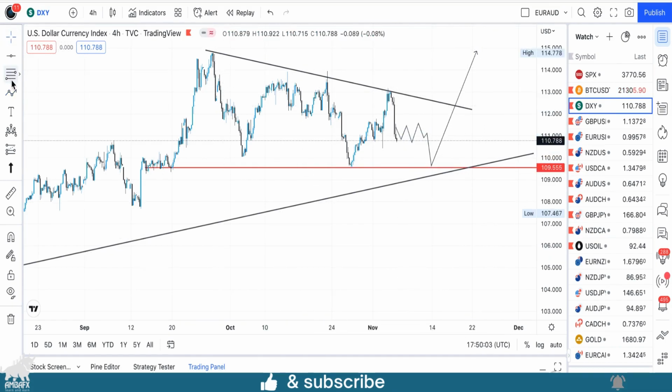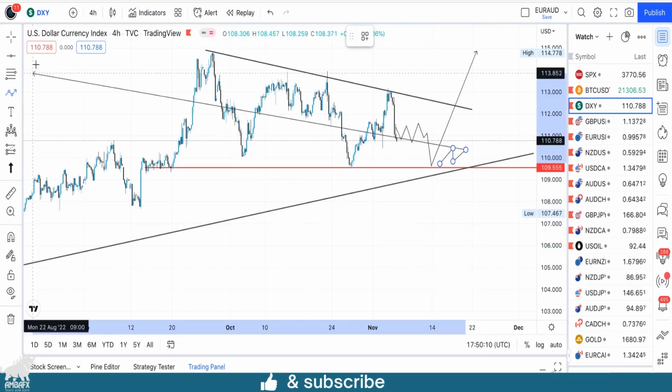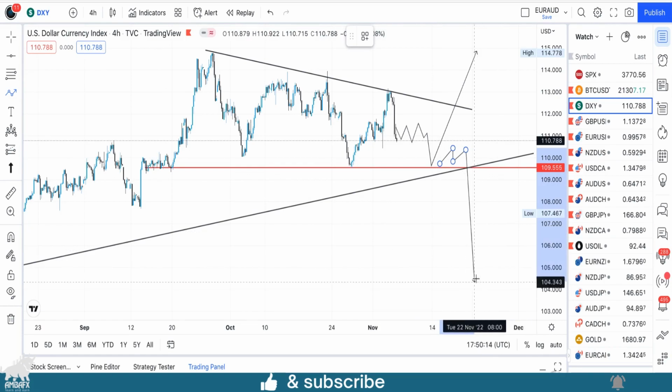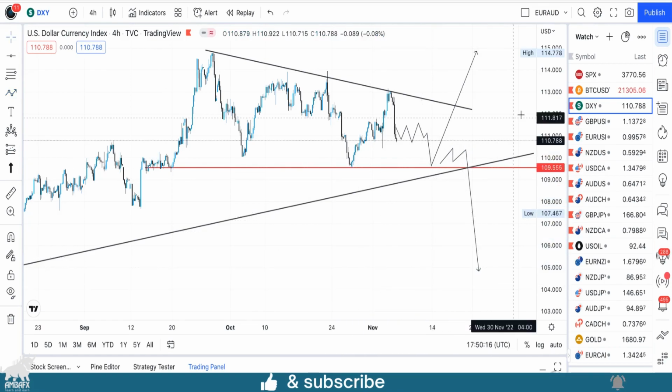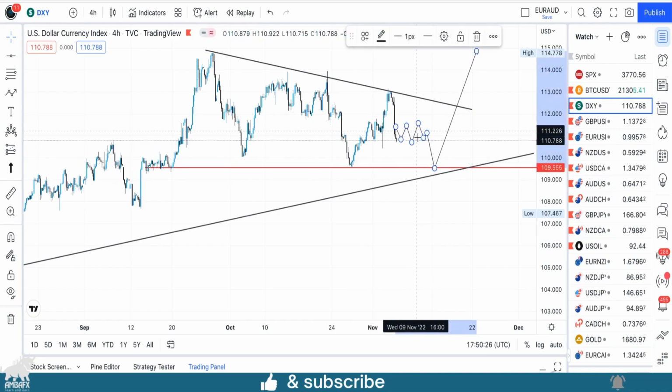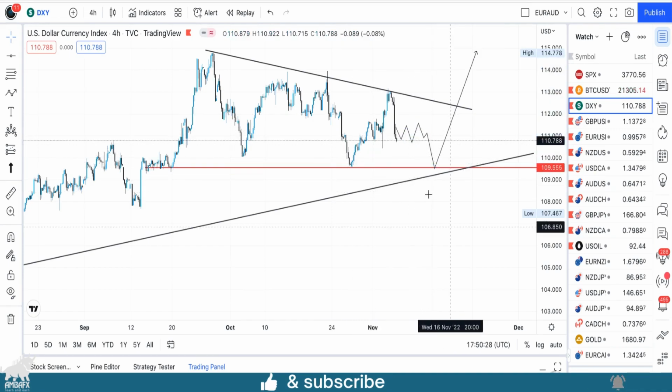If we have lower than expected CPI results, that is when we break this particular trend line that serves as a support in the DXY. So that is USD weakness. But for now, I'm predicting USD weakness till Thursday. Then after Thursday, if you see the CPI reading coming out better than expected, then we might have a rally in the US dollar, a move to the upside.